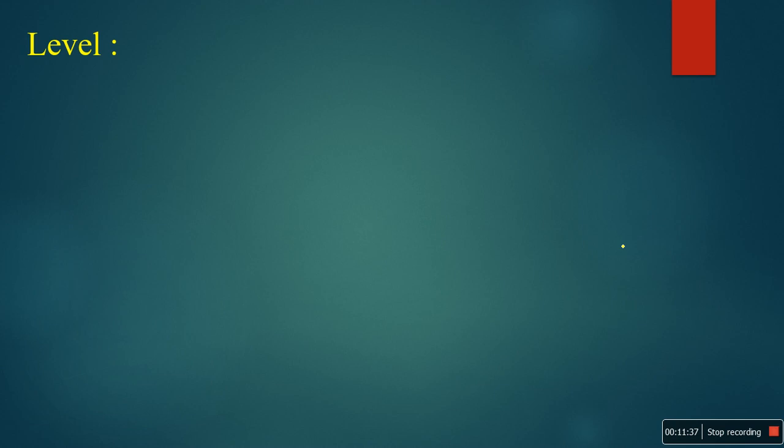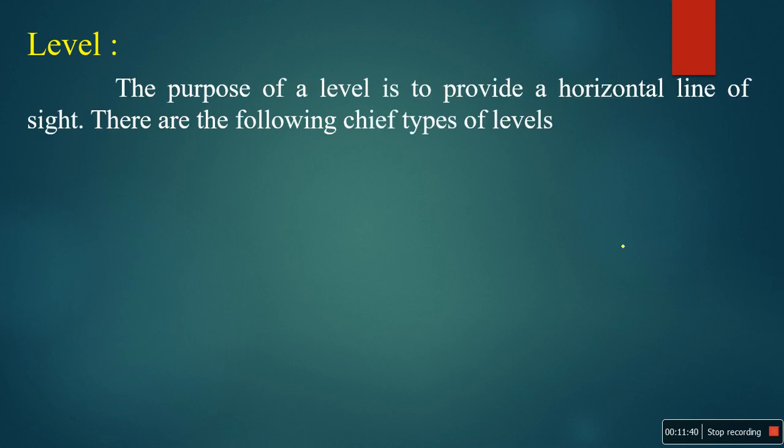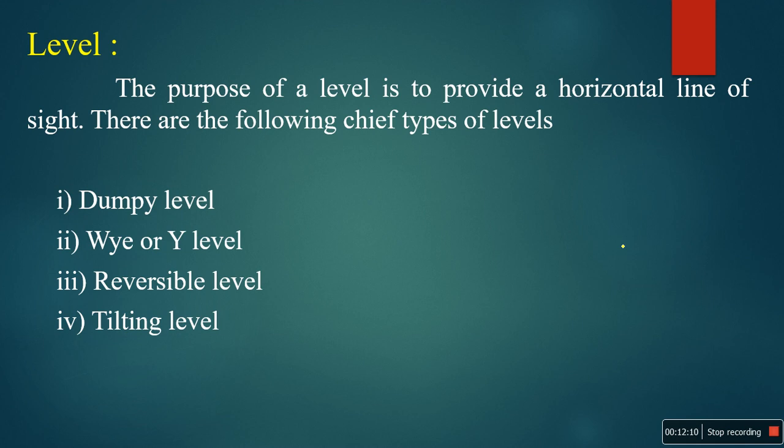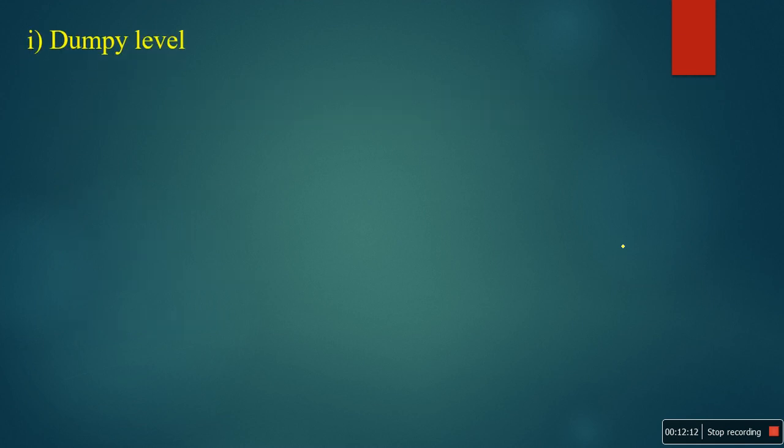Then next we discuss the level. There are different types of levels, which we'll discuss in this class. The first one is the dumpy level. The second one is the Y level, the third is the reversible level, and the last one is the tilting level. These are the four main types of level instruments. Start with the first one, the dumpy level.